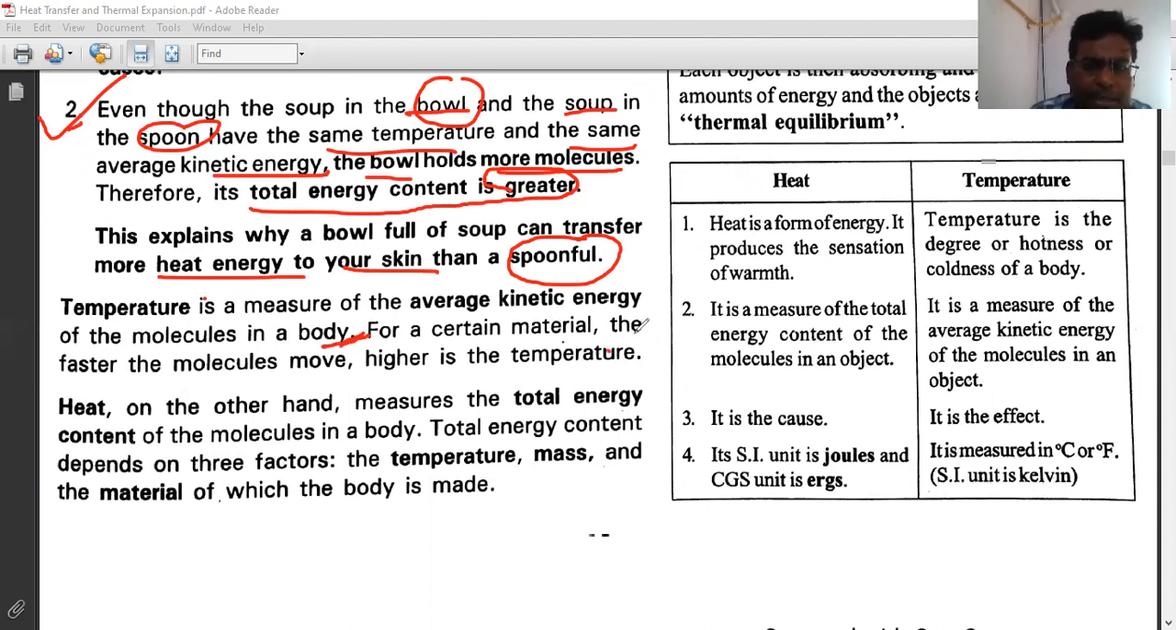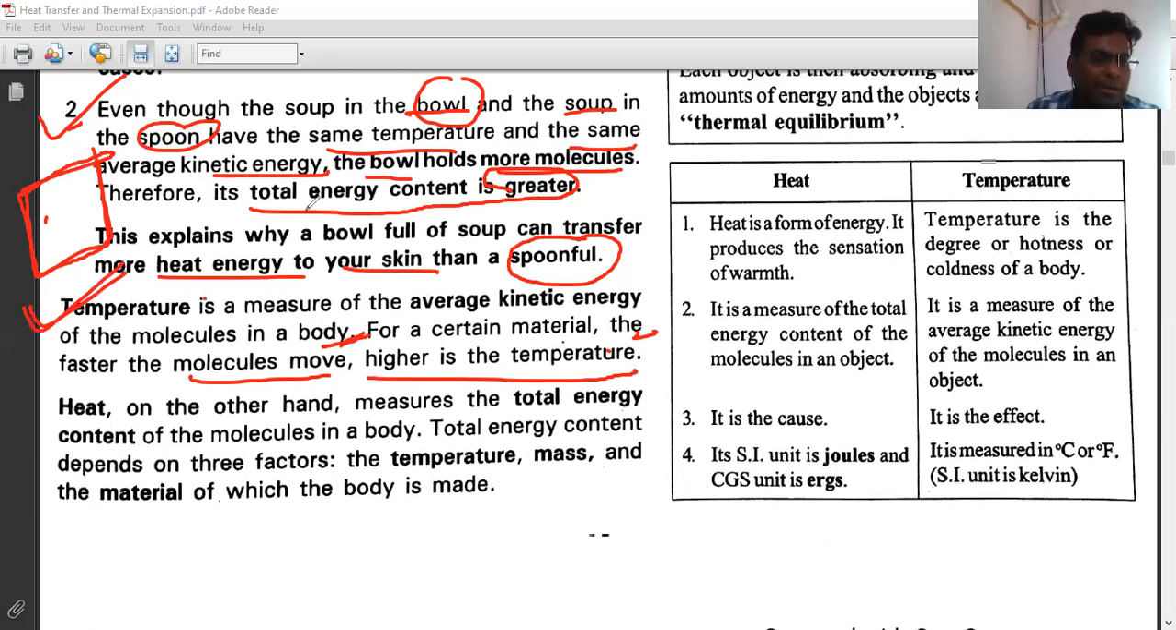For a certain material, the faster the molecules move, the higher is the temperature. So temperature basically depends on the average kinetic energy. The larger the kinetic energy of the molecules, the larger will be the temperature.